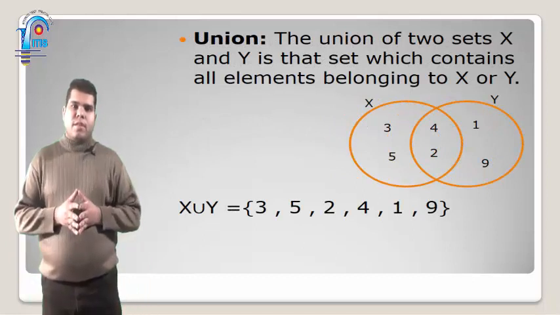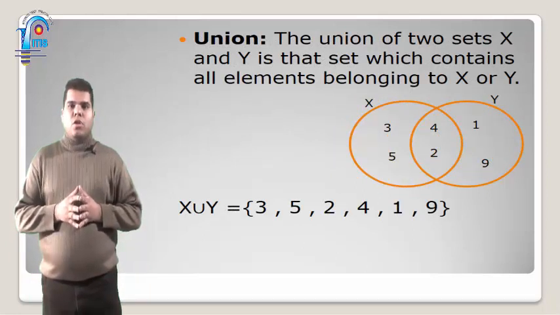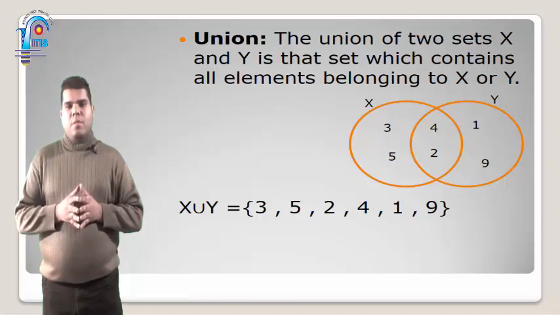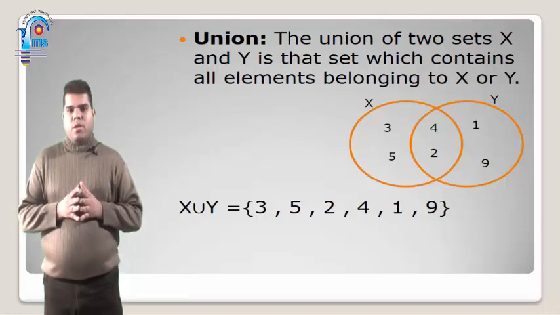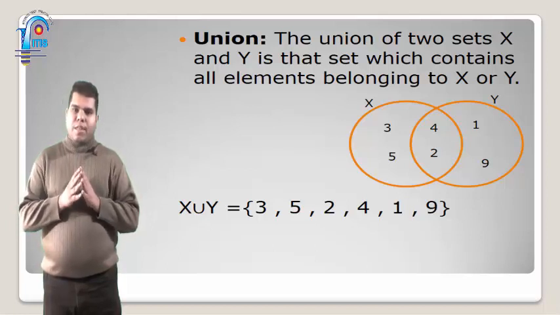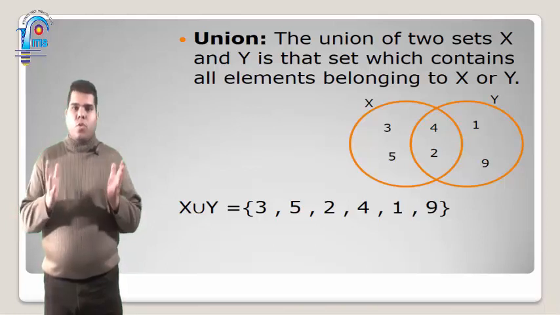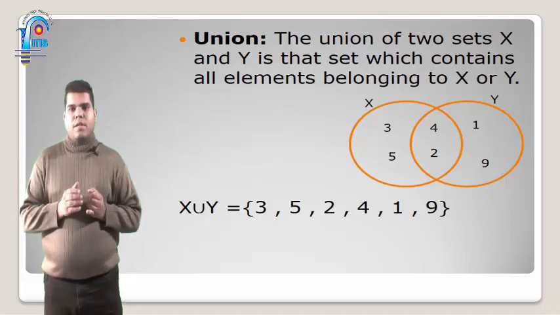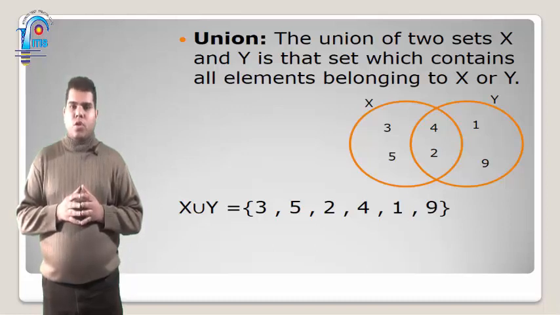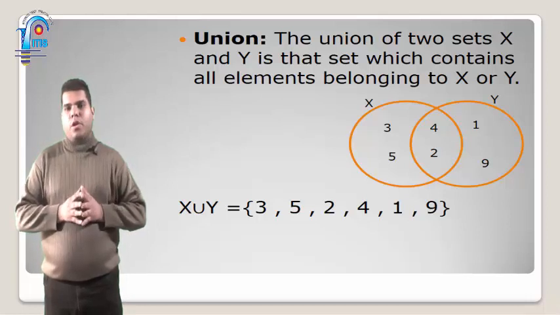The second thing we're going to discuss is the union. The union of two sets is the set which contains all elements belonging to x and y. The same example, x and y. This means x union y contains all of the elements. So what are all of the elements we have? It's 3, 5, 2, 4, 1 and 9. These are all of the elements contained in x and y.